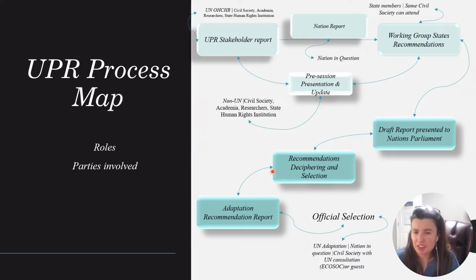On a second note, who is responsible for what? So we have this map all over again. Now we don't have the date, but we have who's responsible and who can attend. The UPR stakeholders report has civil society, academia, researchers, and state human rights institutions. For example, a national institution in Algeria can make submissions. You also have civil society, you also have academia and researchers. It does not have to be an organization.